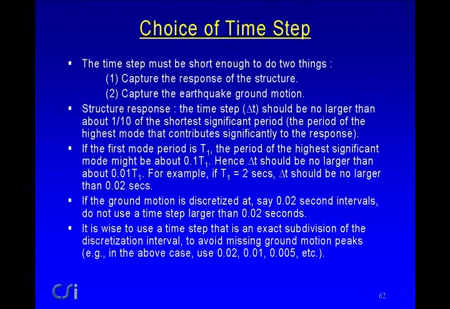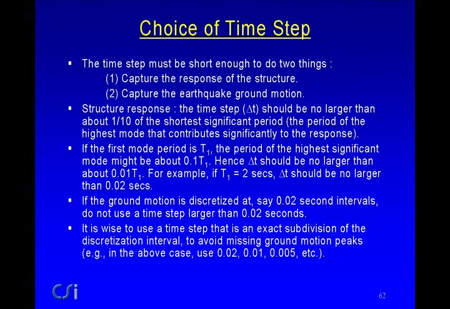Choice of the time step. The time step must be short enough to do 2 things. It must capture the response of the structure, and it must capture the earthquake ground motion. And I'm not going to go into this. My voice is getting tired, and you're getting tired, and I think you can take a look at this. But this is some indications of what you might do to choose the time step. It shouldn't be too long, and if the ground motion is discretized at, say, 0.02 seconds, you shouldn't use longer than that. And if you use shorter than that, you probably should use a whole divisor of 0.02 seconds, because otherwise some strange things can happen.